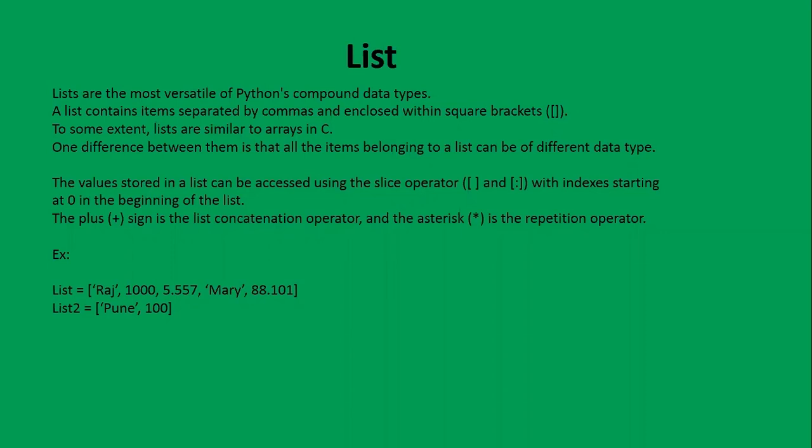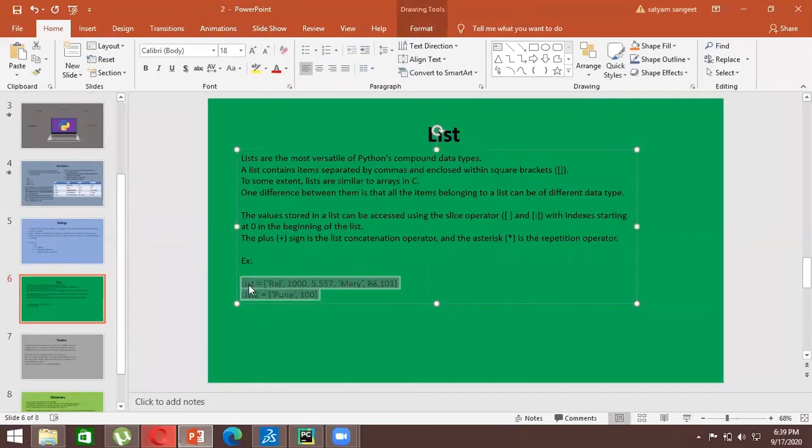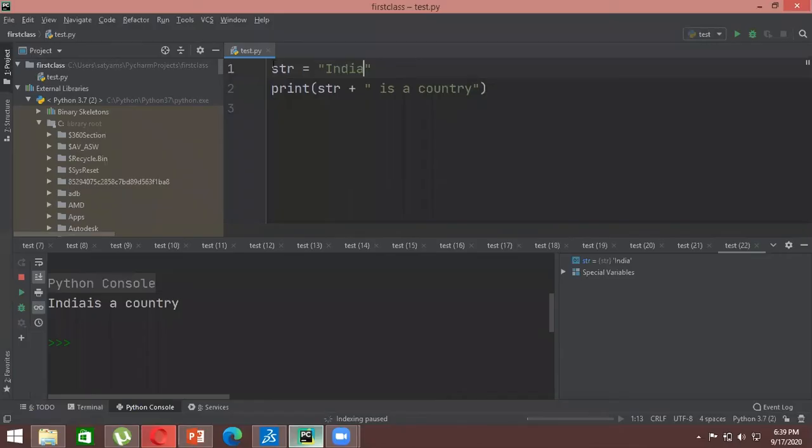Now, the same way we studied in strings how to access individual values using the slice operator and the colon, or the repetition operator and concatenation, in the same way you will apply all those things in lists as well. So we'll just take an example here. Let's say we have these two lists together with us. Let me just copy this and paste it here. So let's say we have these two lists.